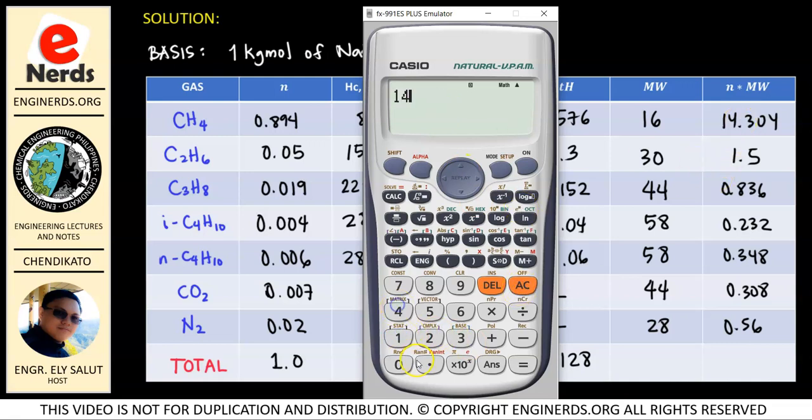We will add everything. So 14.304 plus 1.5 plus 0.836 plus 0.232 plus 0.348 plus 0.308 plus 0.56, and this is equal to 18.088.